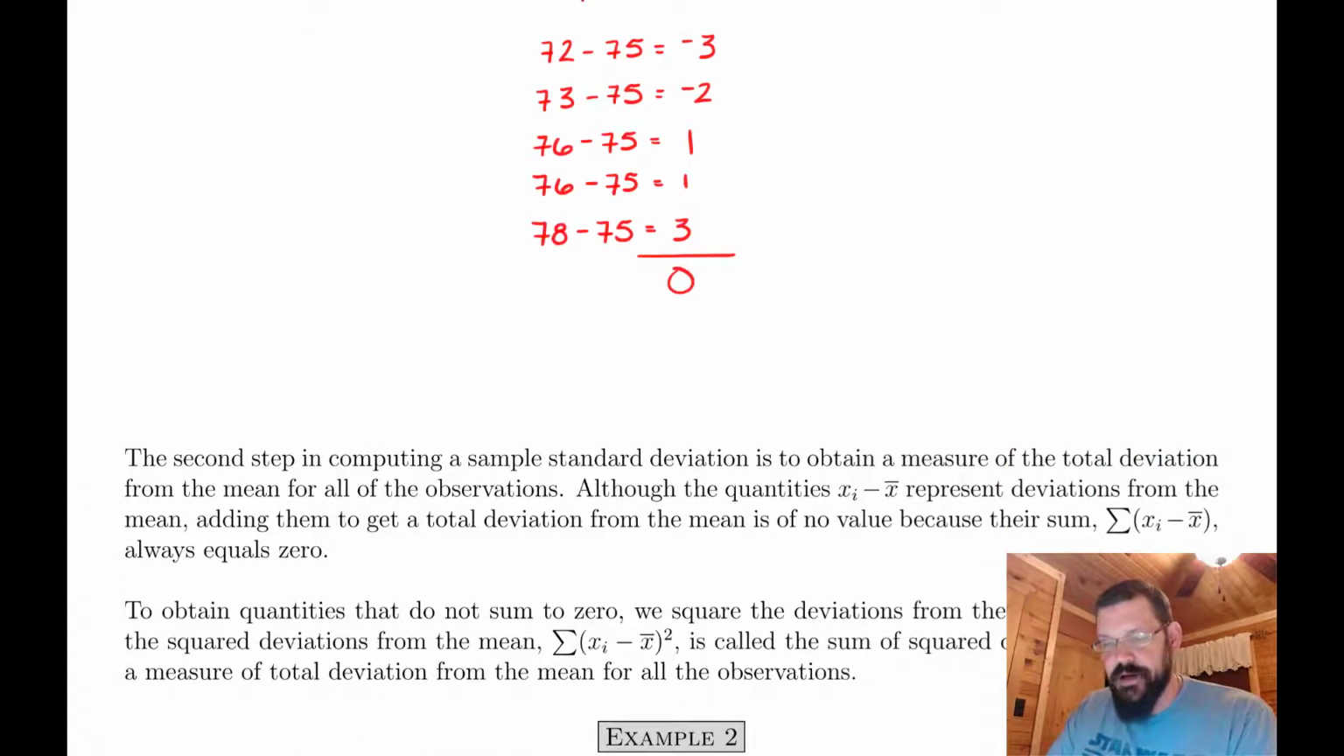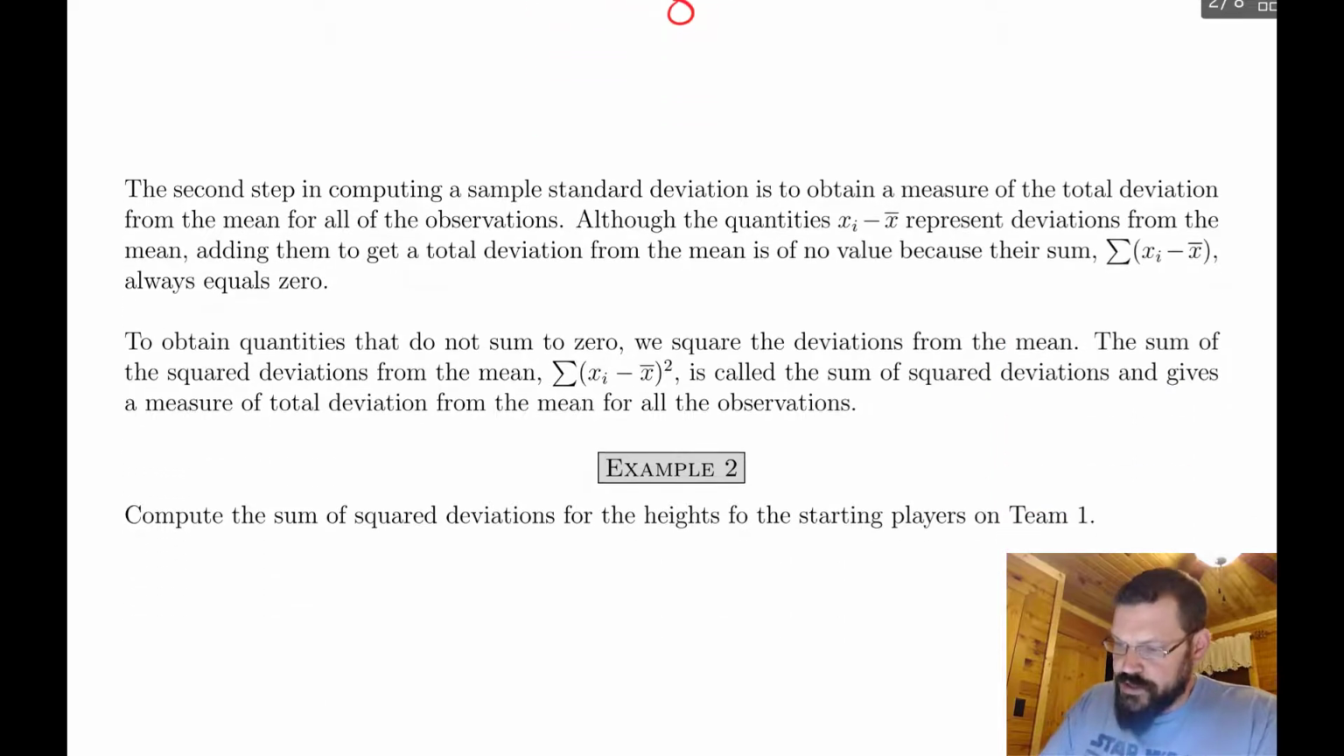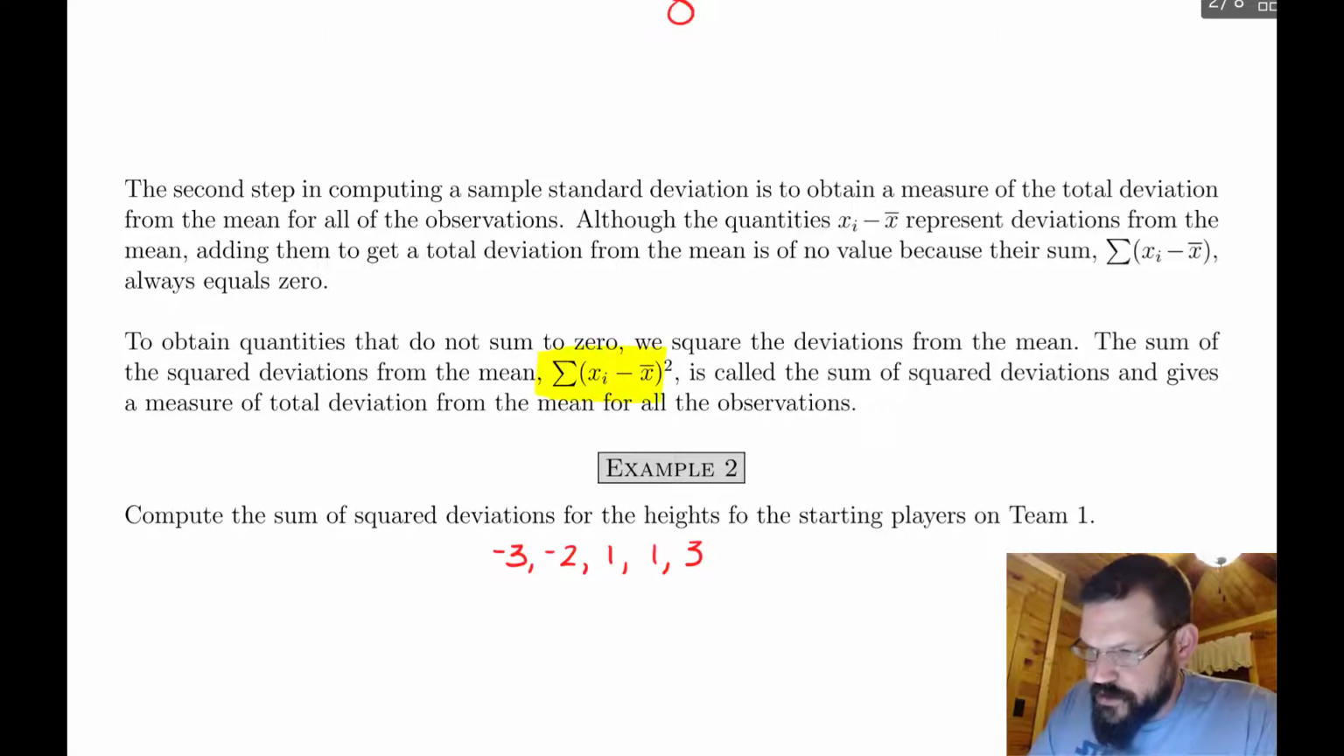Or actually, it's the sum of the square of the deviations. I'm sorry, I jumped ahead of myself. The sum of the square of the deviations. So if I just list our deviations again that we just computed, we had -3, -2, 1, 1, and 3. What we're going to do is apply this equation right here. We have the sum of x sub i minus x bar. That's what we just computed at the beginning in example 1. And then we just square those values, and the sigma notation just means we sum all of that together.